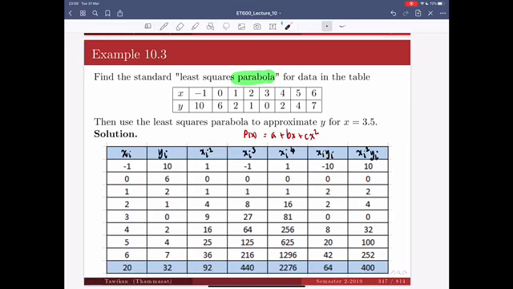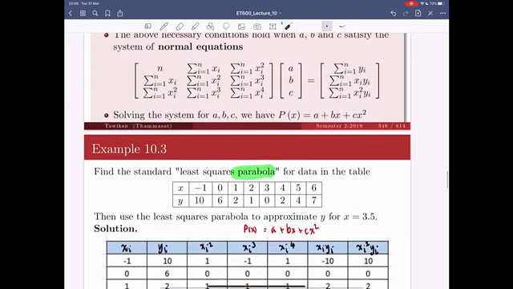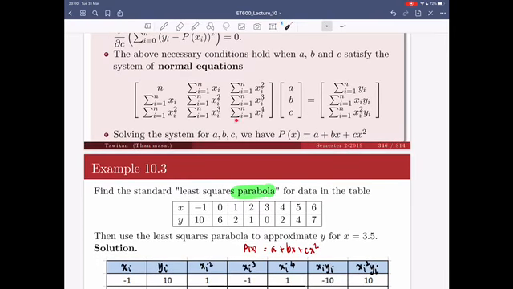Alright, so based on the system of normal equations in the previous slide, we need to solve a system of 3 by 3 because we need to find the values of a, b, and c. So our system of normal equations will have 3 equations and 3 unknowns. The 3 unknowns to be found are a, b, and c.